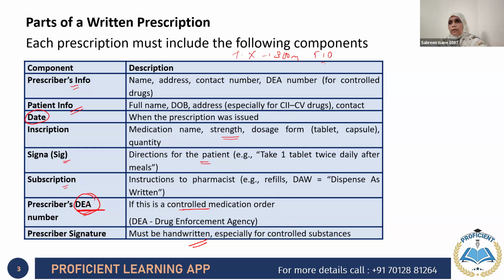All the prescribers who prescribe internationally will have this Drug Enforcement Agency number, the DEA number. We will discuss that in detail. And if the prescriber is prescribing a controlled drug, like I said, morphine, which comes in class two, or drugs like diazepam, alprazolam, controlled drugs which have abuse potential, if they are prescribing such a drug, they must mention their DEA number.